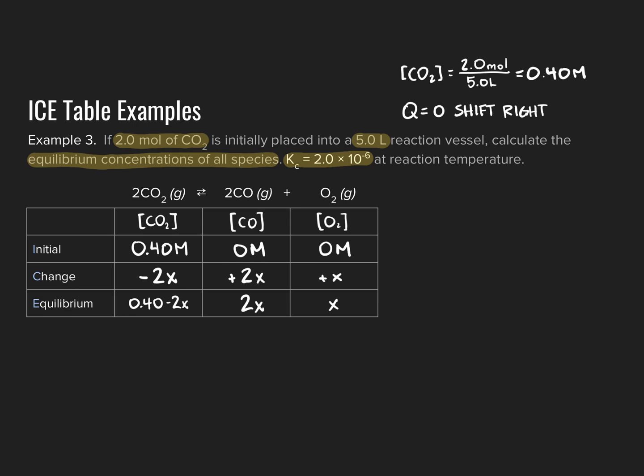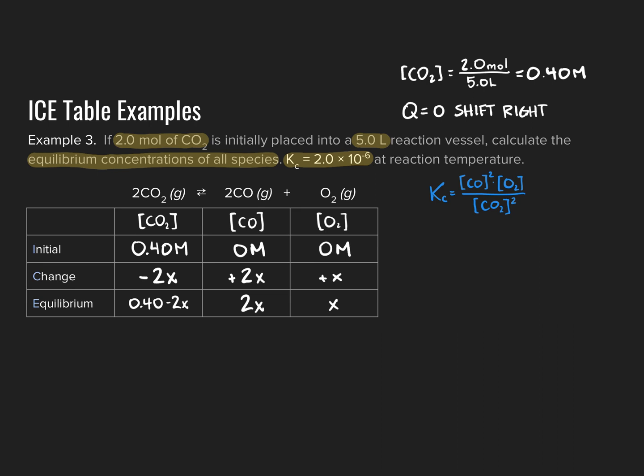So if I write out my expression for Kc, it would be equal to the concentration of my product, carbon monoxide, CO, which is going to get squared due to the coefficient from that balanced chemical equation, times the concentration of the oxygen, all divided by the concentration of my reactant, CO2, which again will also be squared due to its coefficient. And even though I don't have any actual numerical values for those concentrations at equilibrium, I still know what those equilibrium concentrations are defined in terms of x.